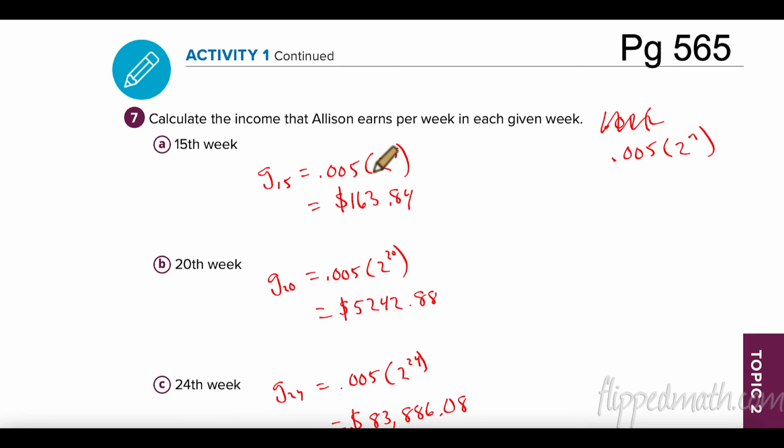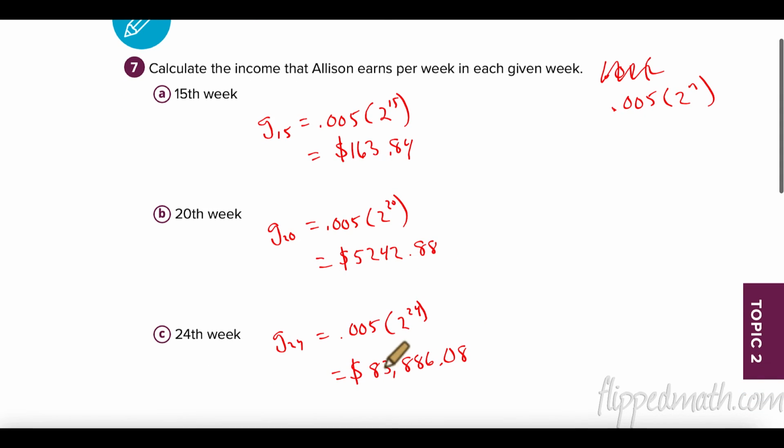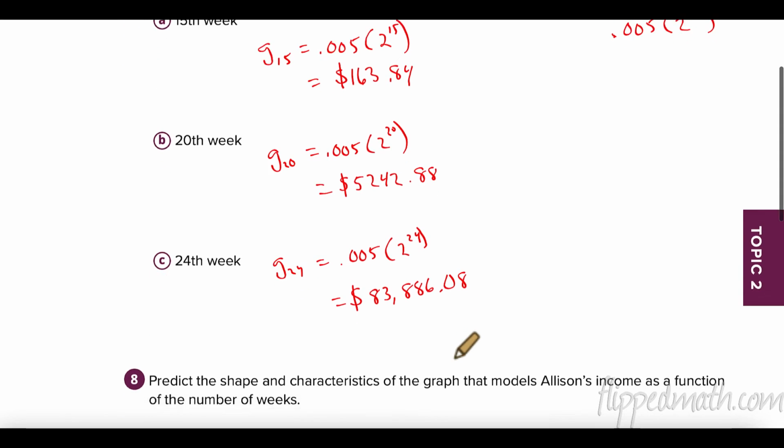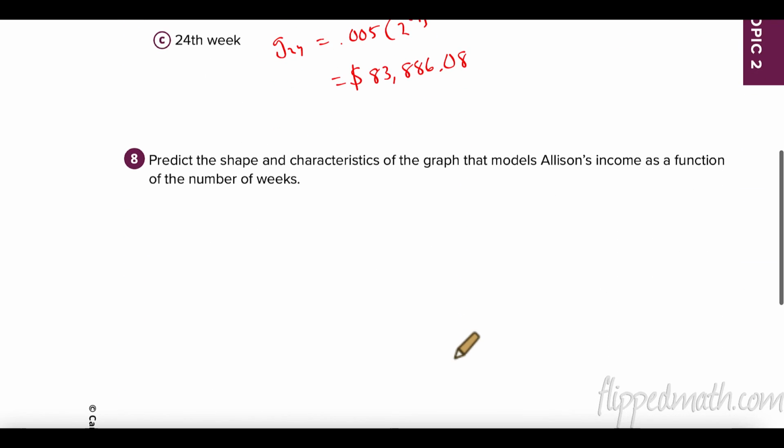All right, so week 15, I plugged 15 in here, 0.005 times 2 to the 15th, I got 163.84. Here I plugged in 20, I got $5,242.88. And 24, I got $83,886.08. You can see it is now going up much faster. And that kind of relates to this question number 8.